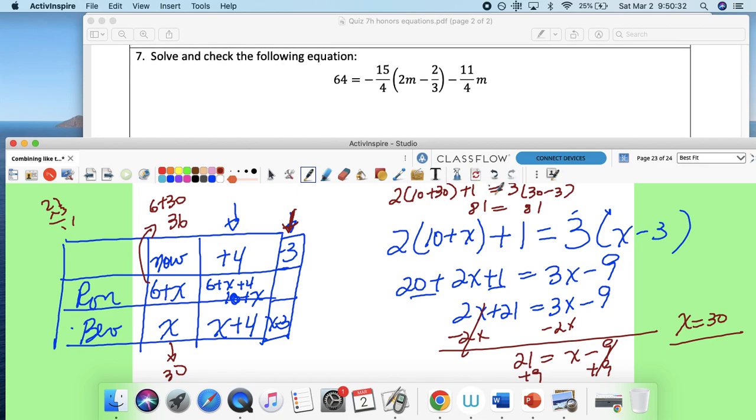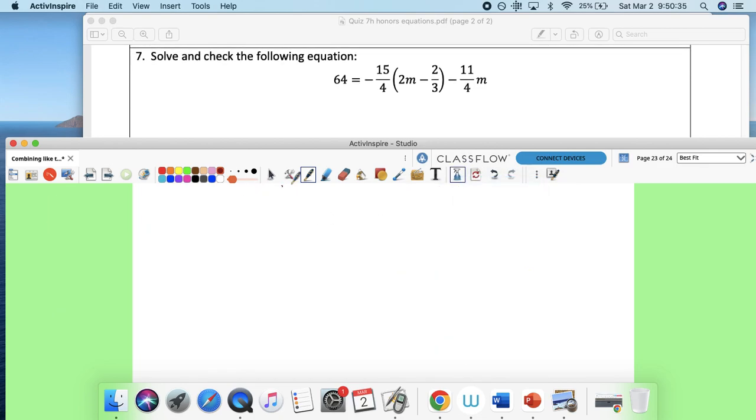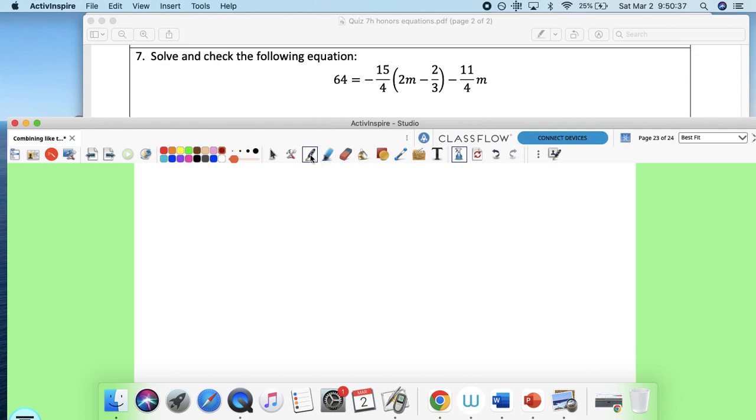Number 7. Please, please, please, for the love of God, don't let this be a question you lose points on, because that would be a shame. 64 equals negative 15 over 4 times 2m minus 2/3 minus 11 over 4m. You can do it as fractions. You don't have to clear them. Let's see if it's advantageous.